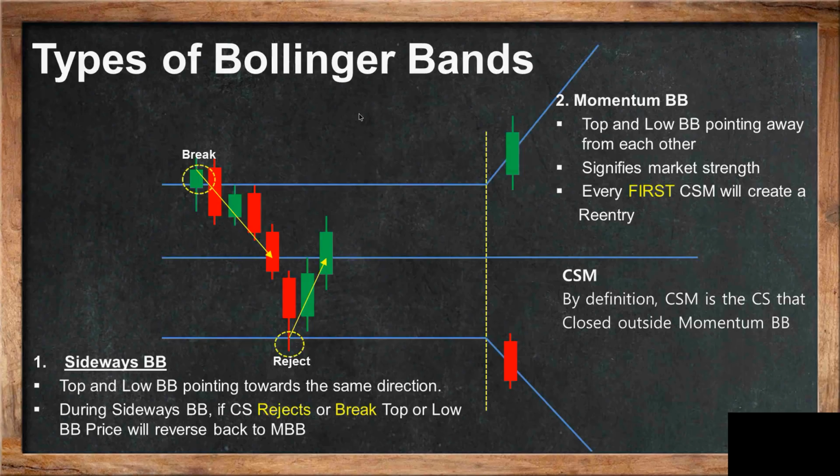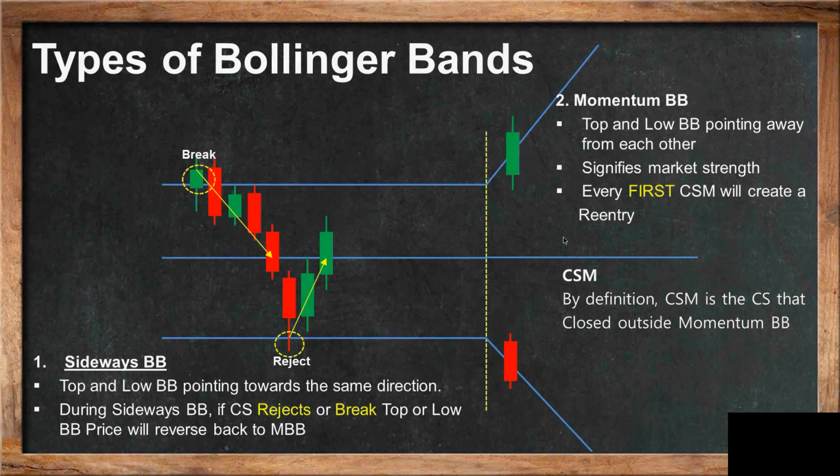So now we have a momentum Bollinger Band. So momentum Bollinger Band is very obvious to identify. It's much harder to identify a sideways Bollinger Band, but it's a lot easier to identify a momentum Bollinger Band because top and low of the Bollinger Band is pointing away from each other. Okay, as you can see on the illustration.